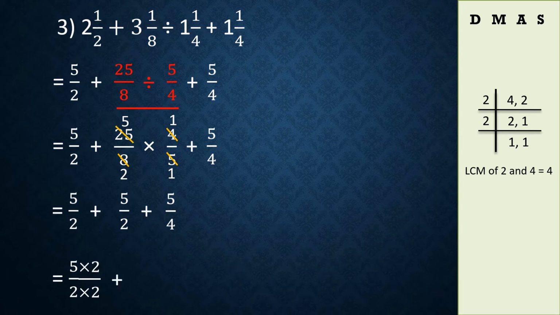Our next fraction is 5 upon 2. So which digit will you multiply to bring 4 in the denominator? Yes, 2. So multiply numerator and denominator by the same number 2. Then write plus sign as it is.